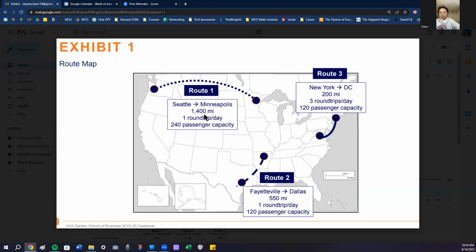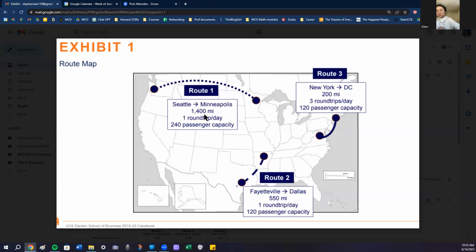So I want to quickly do this calculation. 240 times 2,800 is about 672,000, times 0.01. That would be about $6,000 of profit per day for the first route, because we have the number of seats times the number of miles multiplied by the 1 cent profit per ASM.